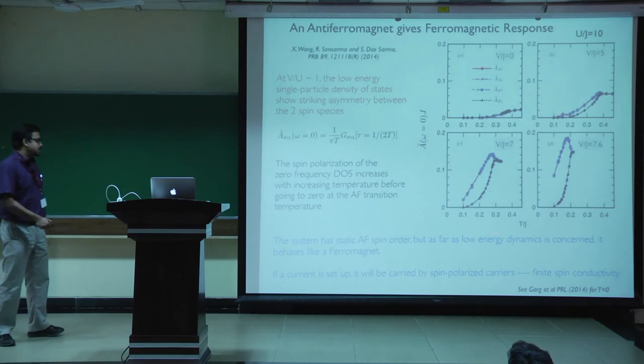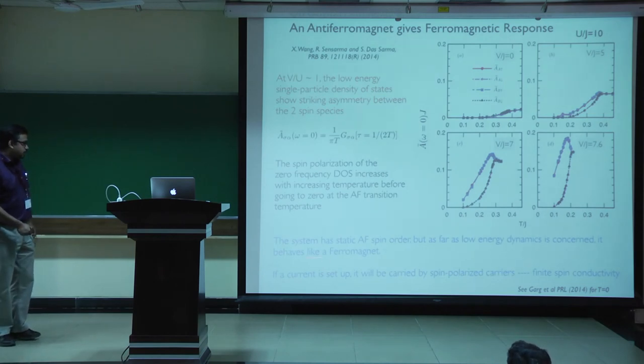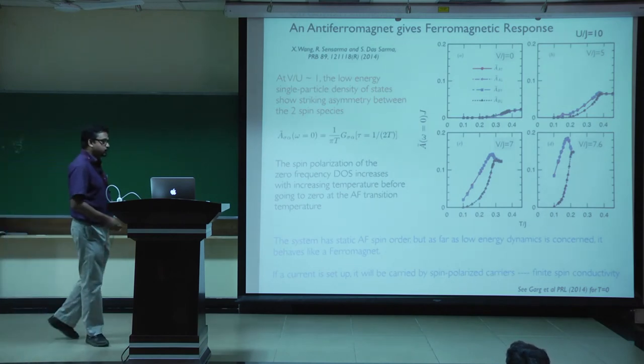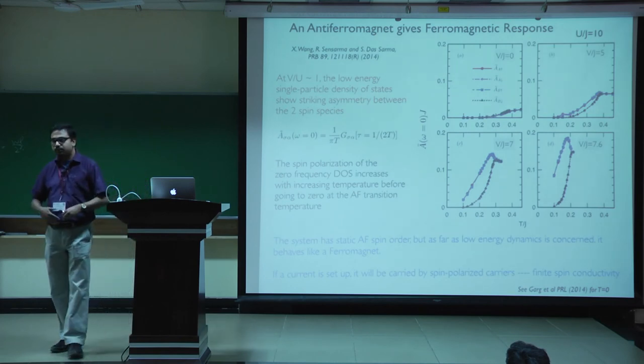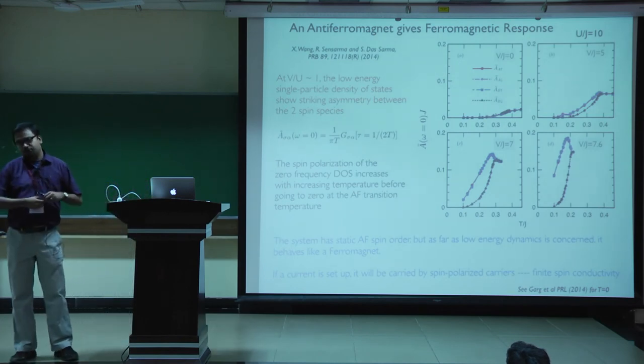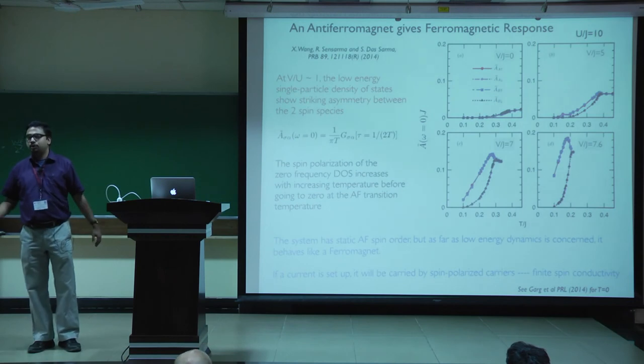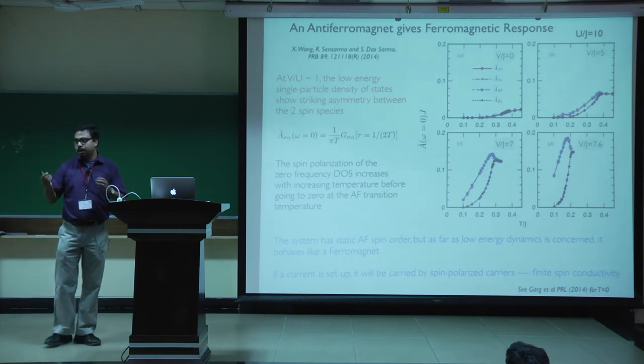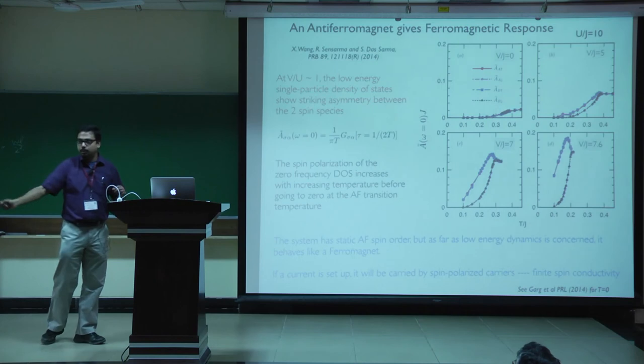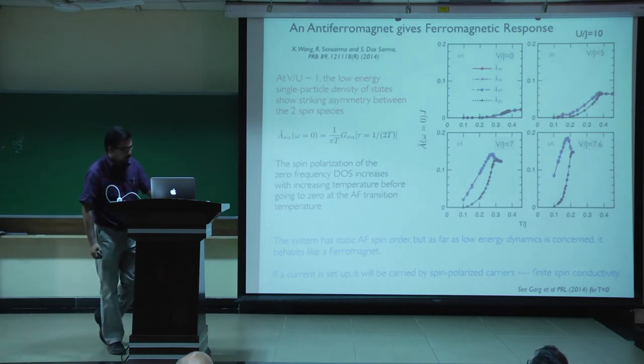However, the system still has static antiferromagnetic order, which means that if you start looking at dynamics, it will be governed by one spin, or if you set up a current, it will be carried by one spin. For example, if you can get a material like this, you would be able to do spintronics with this, because you send a current, only one spin can actually propagate. A similar result, but with ferromagnetic order, was found in Garg and others for zero temperature.